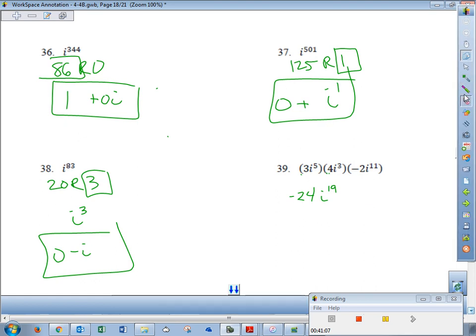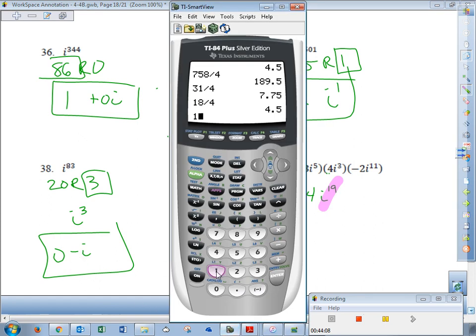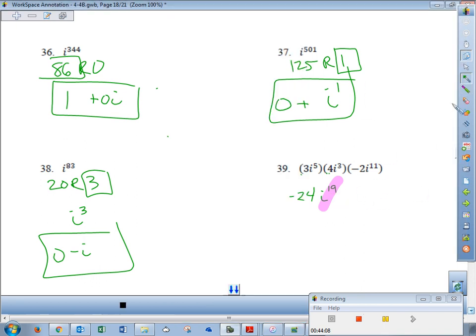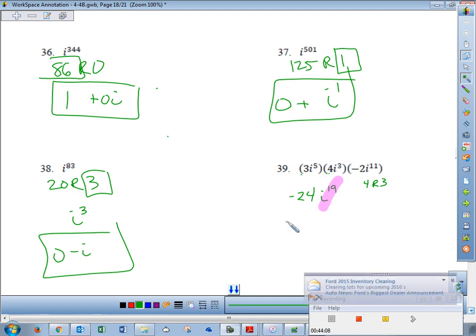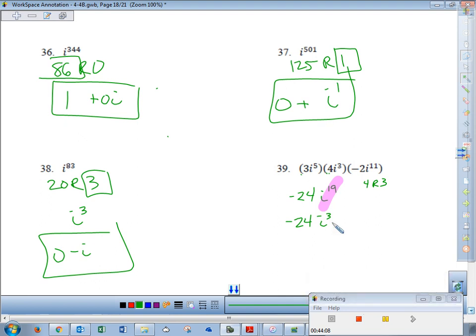He's the problem. You can't have anything but i to the 1st, so we need to reduce him. We need to see how many times 4 goes into him. 19 divided by 4 is 4. Who do you really care about in this situation? The remainder. So just jot him off to the side: 4 remainder 3. You are simplifying this. This guy actually turns into i cubed. You with me? The i to the 19th is the same thing as i cubed, right?